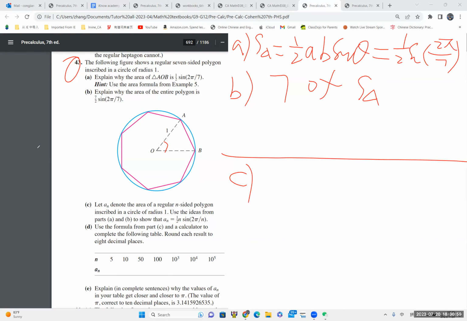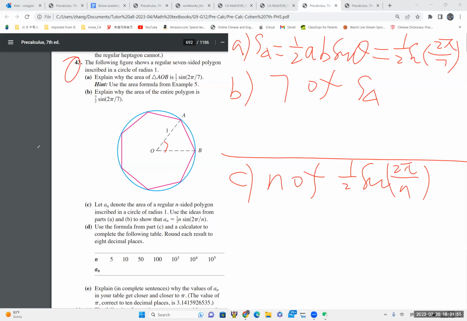Part C: let A_n denote the area of a regular n-sided polygon in a circle of radius 1, using the idea from part A. Show that A_n equals... what does A_n mean? Oh, A_n is the area of the regular n-sided polygon. So it means n times the area of the triangle, which is half sine of 2 pi over n, right?